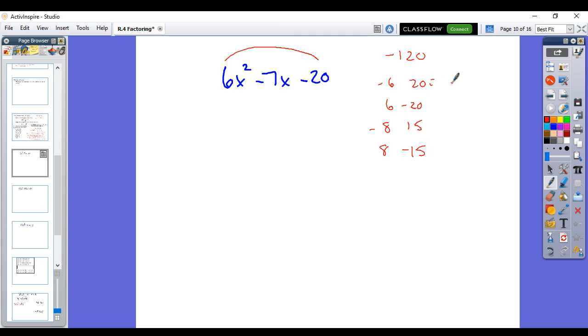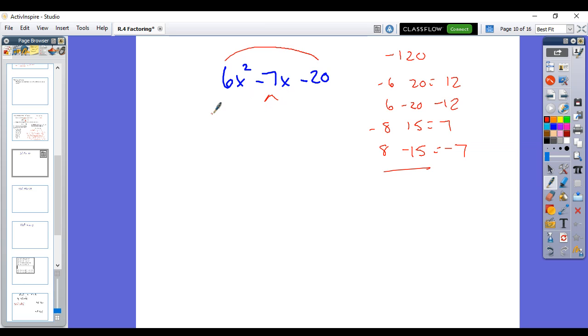Okay, what does this give us? This gives us right here 12. This gives us negative 12. What does this give us? 15 minus 8 gives us, hey, 7, but negative 15 plus 8 gives negative 7. There are our numbers right there. That's what we want. All right, so we're going to split this up.